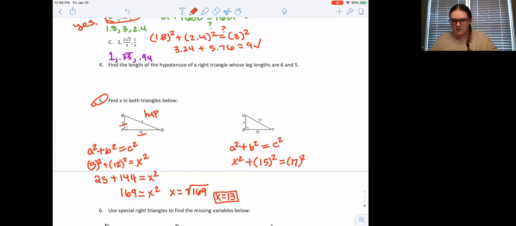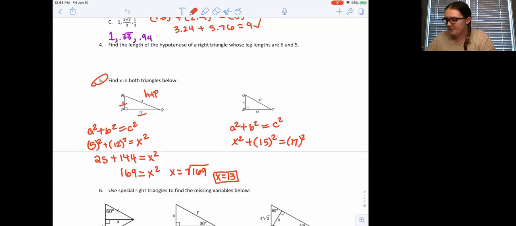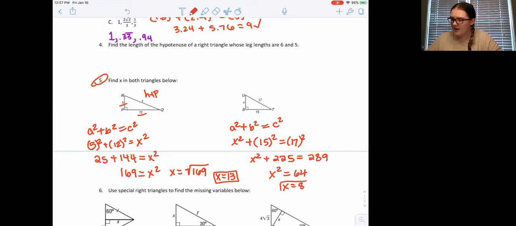Okay, so now we're going to use algebra again to solve for x. It's a little bit different than the problem before it. So this is going to leave us with x squared plus 15 squared, which is 225. 17 squared is 289. So that leaves us with x squared equals 289 minus 225, which is 64. So we take the square root of both sides and x would equal 8.